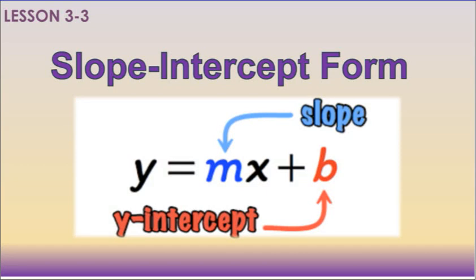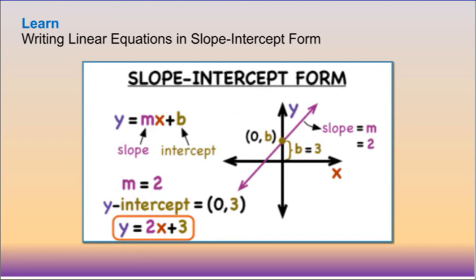Lesson 3-3, slope-intercept form. First off, what is slope-intercept form? Slope-intercept form is just a way of writing an equation for a line where you are given the slope and where you're given the y-intercept. The slope-intercept form is just y equals mx plus b, where m is your slope and b is your y-intercept. So as long as you know those two parts, you could graph any line.